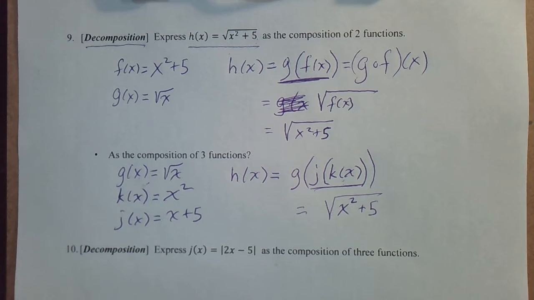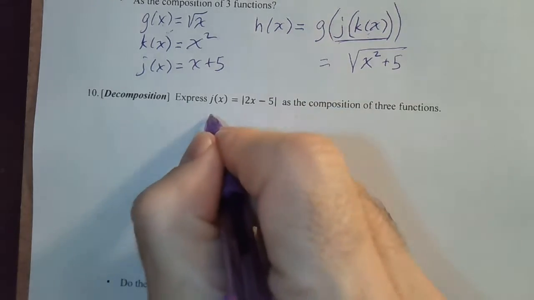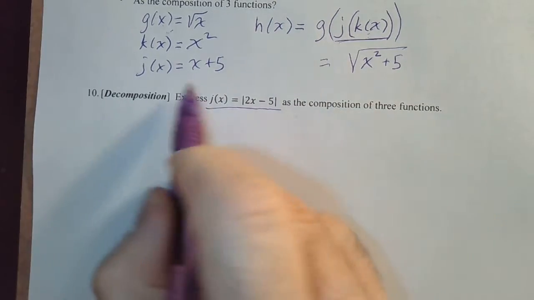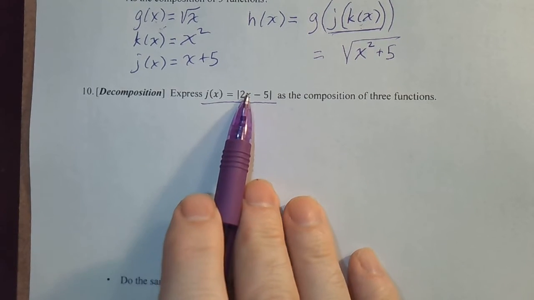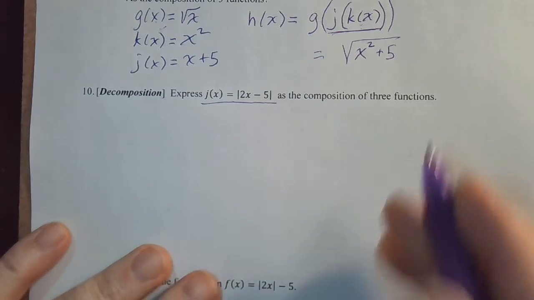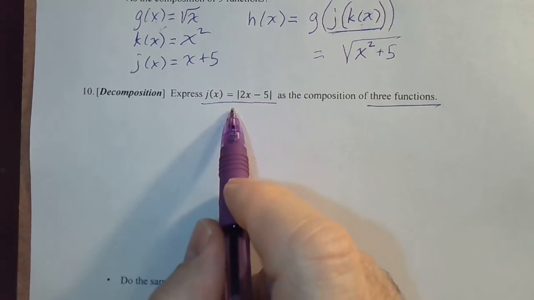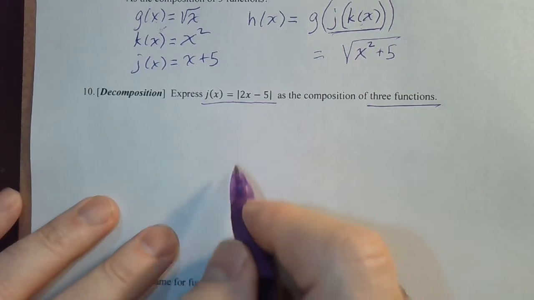And it works. All right, one more. The function is j. It's different from the j I made up in the previous problem. J of x is the absolute value of 2x minus 5 as the composition of 3 functions. So hopefully after doing the previous example, you can tell me what the 3 functions are that we would need.